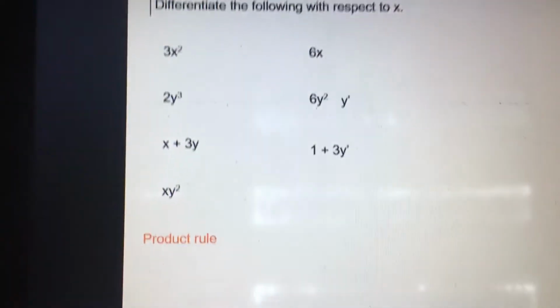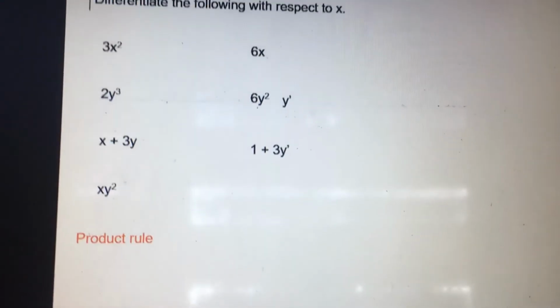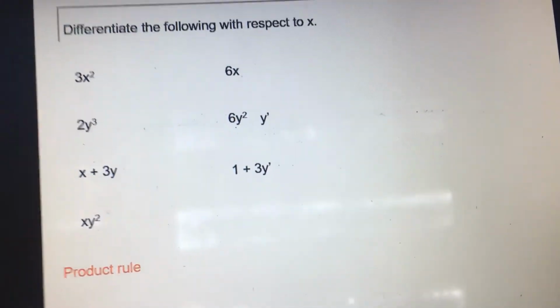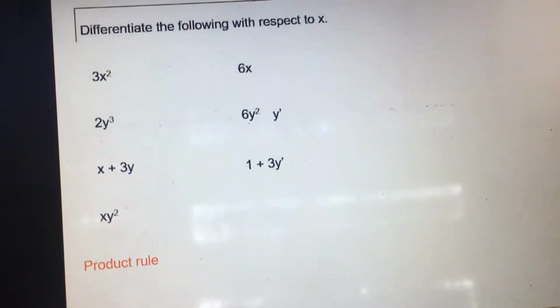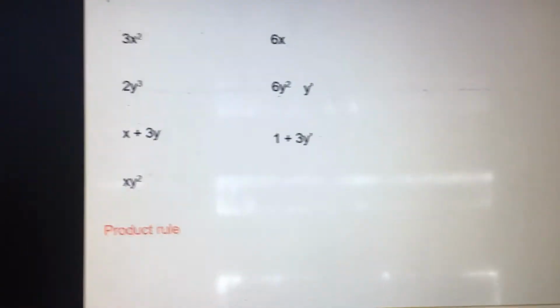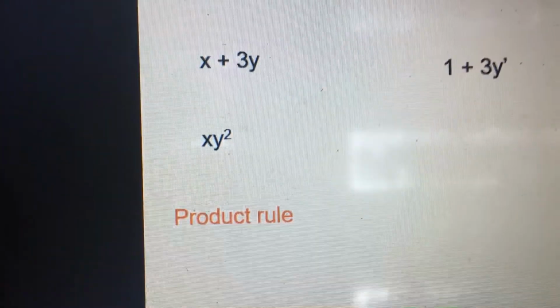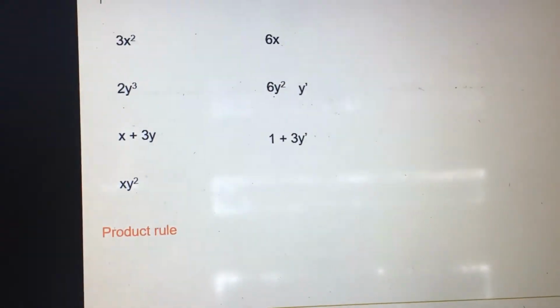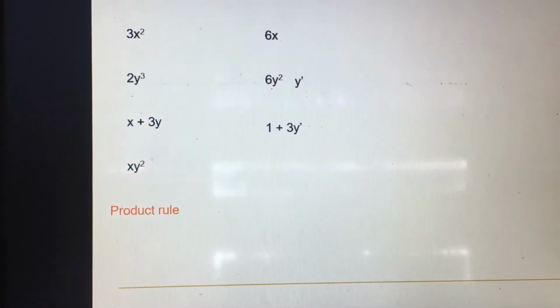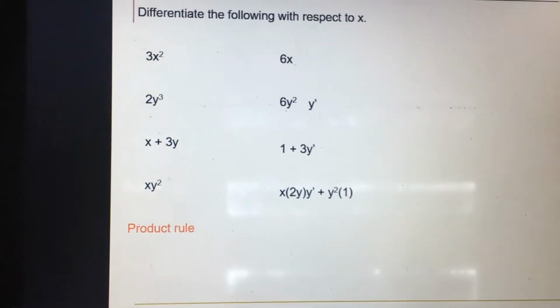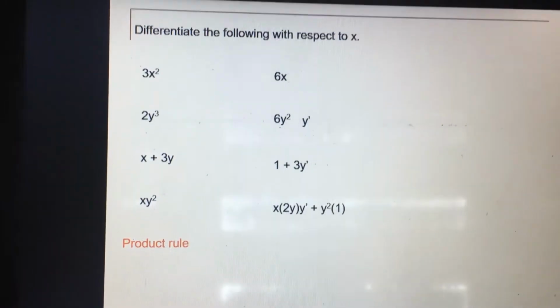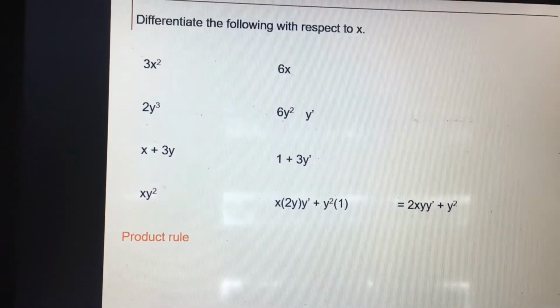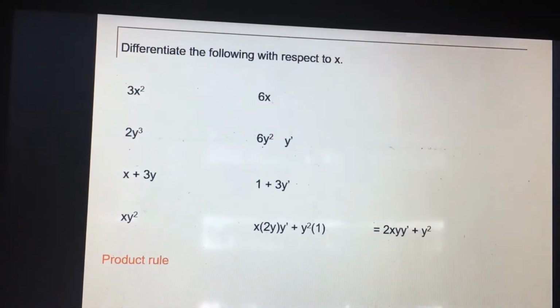So, sir, how about the fourth example? Fourth example, xy squared. So, anong parang gawin yan, sir? Okay. So, this xy squared, ang gawin ninyo, we have the product rule. Applying product rule, this is the process. And we have now the answer. 2xy y prime plus y squared.